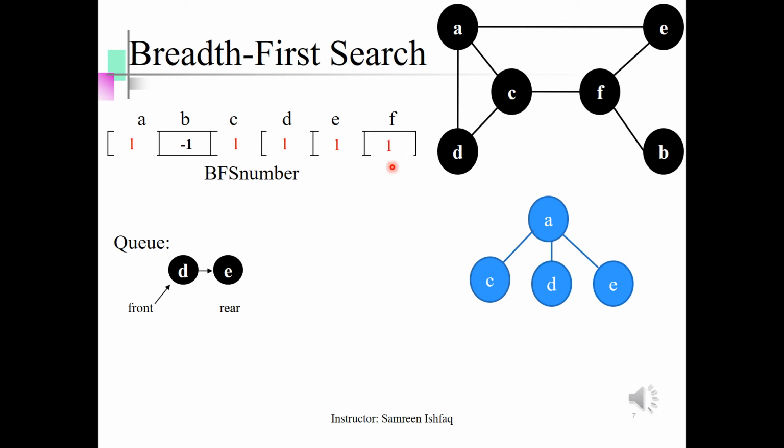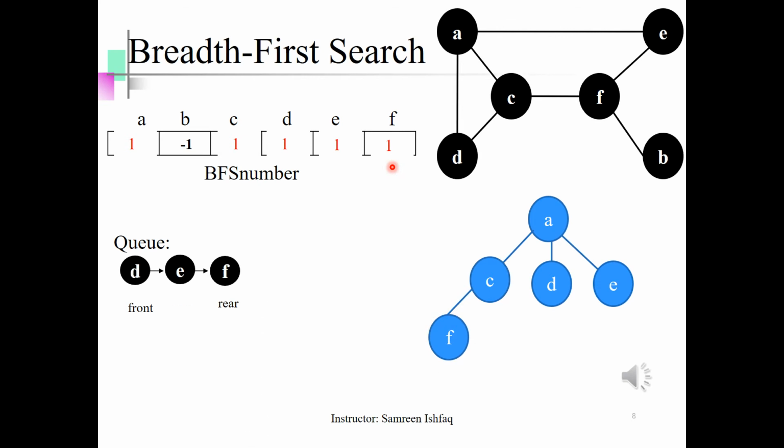Now we will visit vertex F and enqueue F into the queue. Now Q has 3 vertices, D is the front vertex and F is the rear vertex. We will dequeue D from the Q and we will visit its neighbors.